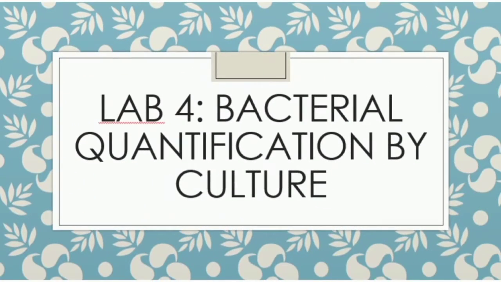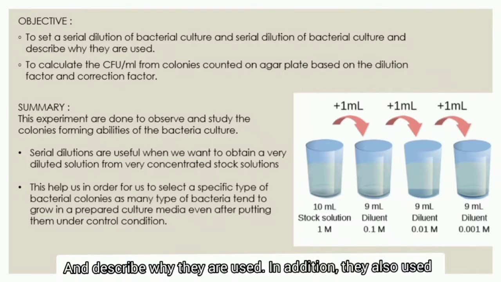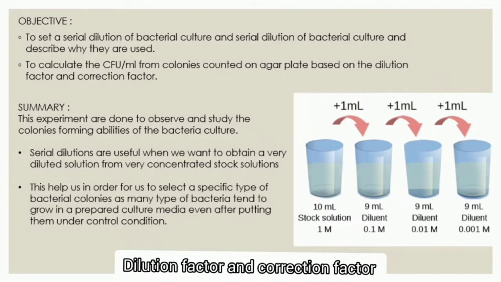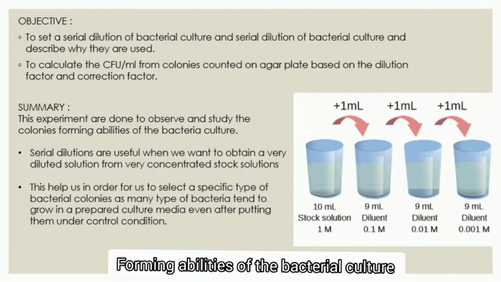Next, I will explain about Lab 4, which is bacterial quantification by culture. The objective of this experiment is to set up a serial dilution of bacterial culture and describe why they are used. In addition, they are also used to calculate the colony forming unit from colonies counted on agar plate based on dilution factor and volume correction factor. In summary, the experiments are done to observe and study the colony forming abilities of bacterial culture.